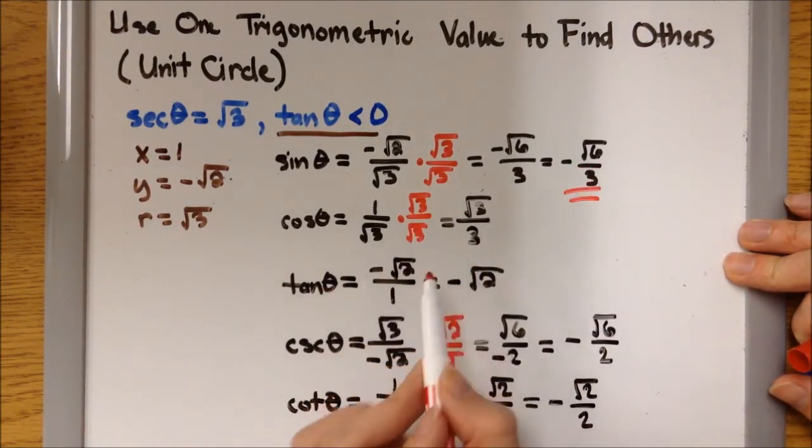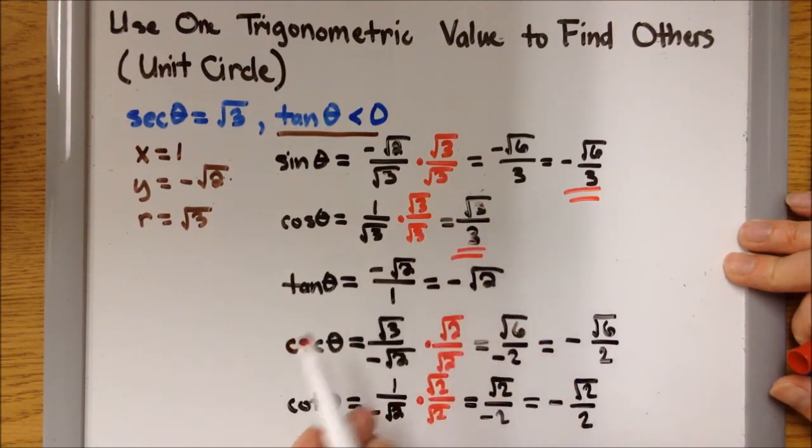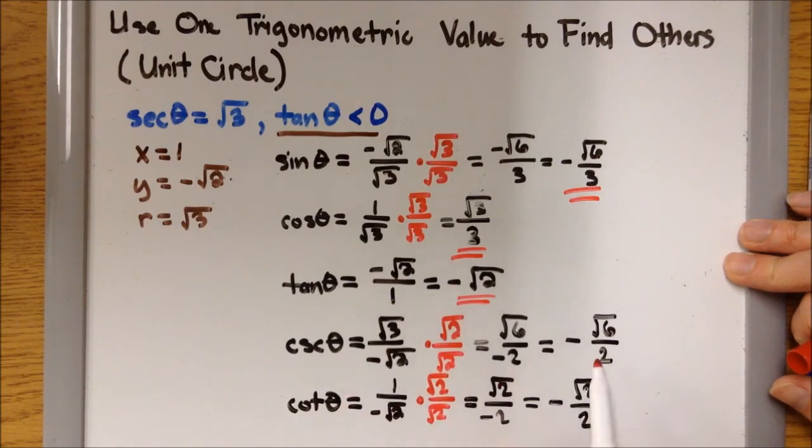So we have identified all 5 trig values, which sine is negative square root of 6 over 3, cosine is square root of 3 over 3, tangent is negative square root of 2, cosecant is negative square root of 6 over 2, and cotangent is negative square root of 2 over 2.